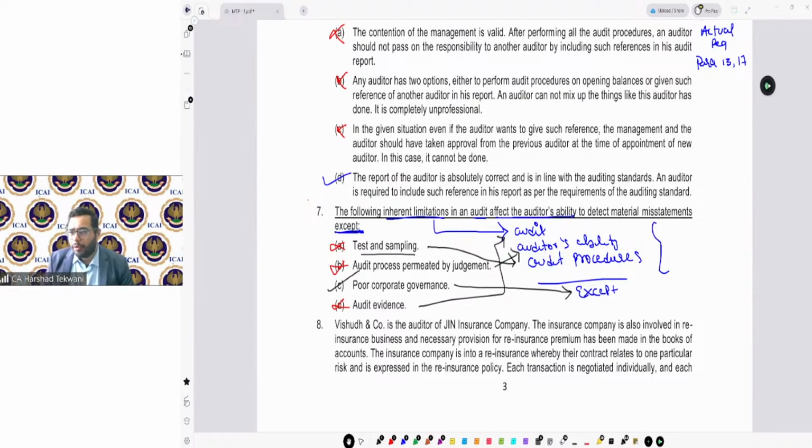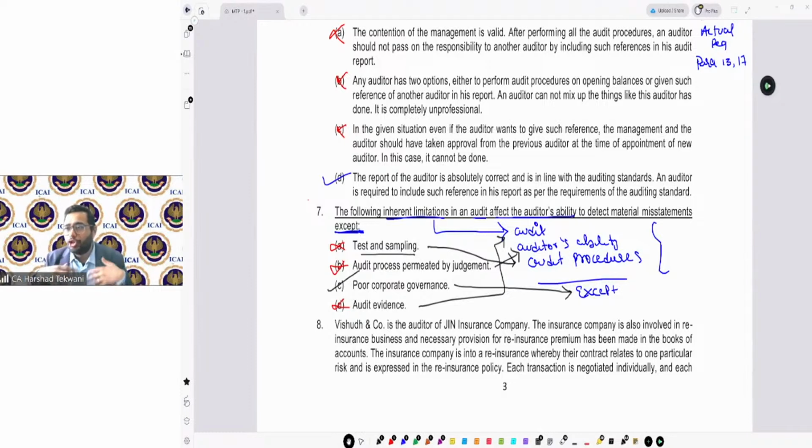Any doubt? In B, it's not the court judgment. It is permitted by the judgment, meaning affected by the judgment.